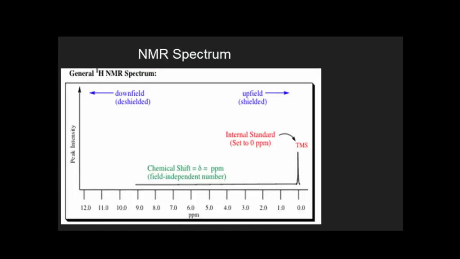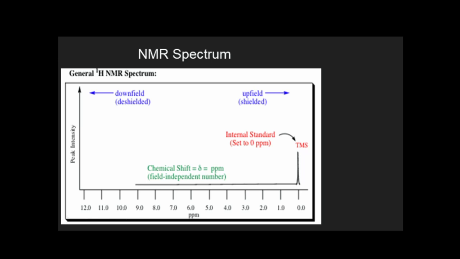This is the NMR spectrum. For this NMR spectrum, tetramethylsilane is taken as the standard reference compound. Nearer to this standard reference, the field is called upfield. Far away from the TMS is called downfield. Here 0 to 12 is marked on the x-axis, that is the chemical shift value, the delta value. The unit of delta value is ppm. On the y-axis, peak intensity is shown.